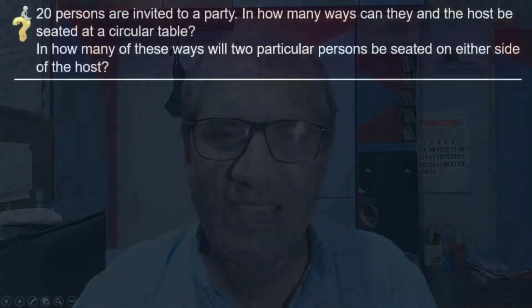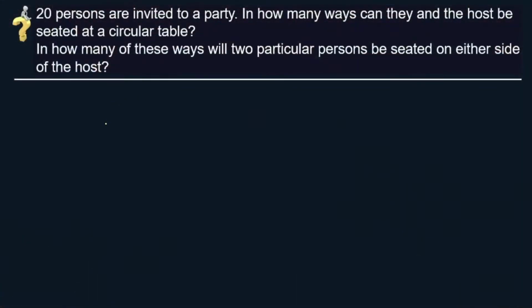Okay, let's move to the next problem. See this question. 20 persons are invited to a party. In how many ways can they and the host be seated? So in total there are 20 persons and 1 host.